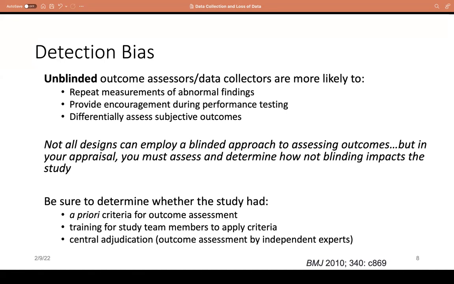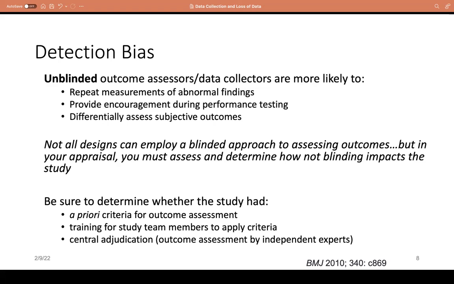As you can imagine, blinding is not always an option for some studies. Sometimes you just can't blind. But during your appraisal, what's critical for you to do is assess whether or not there was blinding, and then determine how, when there's not blinding, that impacts the study.